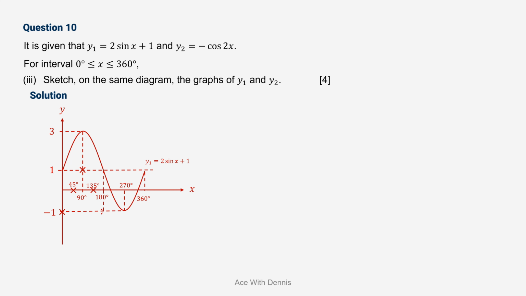At 180 degrees, it will be negative 1. At 225 degrees, it will be 0. At 270 degrees, it will be 1. At 315 degrees, it will be 0. And lastly, at 360 degrees, it will be negative 1. Now, join all these points together, and we get y2 equals negative cos 2x.